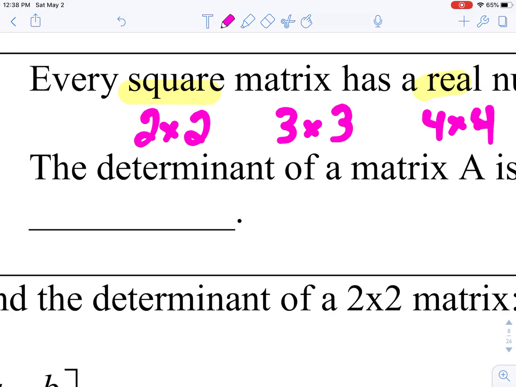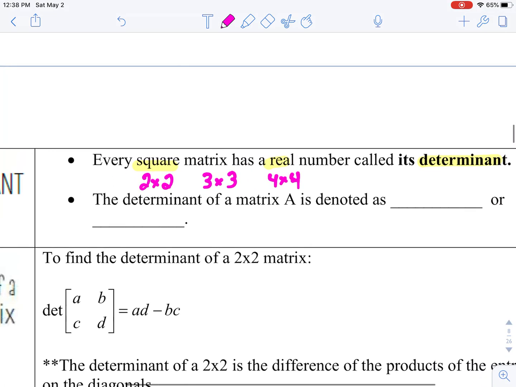Your homework has to be done by hand. On the exam, we use variables, which means your calculator will not be helpful. The key is that the answer that you get is just a real number. It's just a number. It's no longer a matrix, and they call that the determinant.